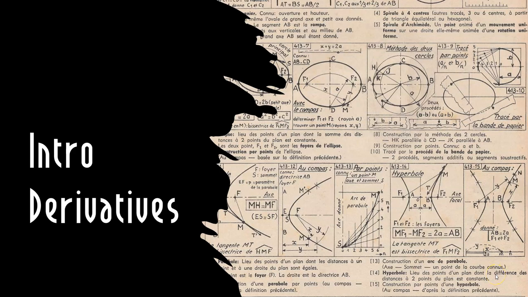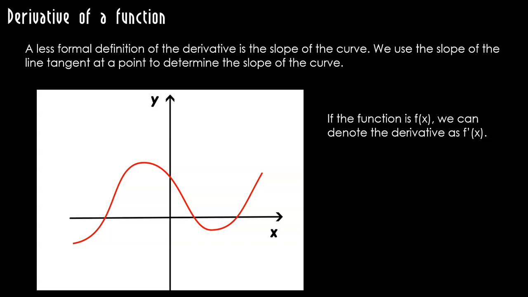In this video, I want to give a simple definition or intro into derivatives. I don't want to get into the heavy-duty limit as h approaches 0 and all that stuff. We'll get into that. But right now, I want more of a touchy-feely kind of definition. A derivative is the slope of the curve. We get this by looking at the tangent to the curve at that point to figure out what the derivative is at that point. If the function is f of x, we can denote the derivative as f prime of x.